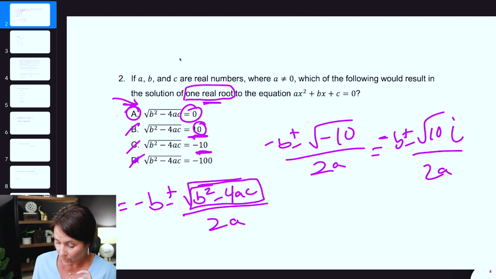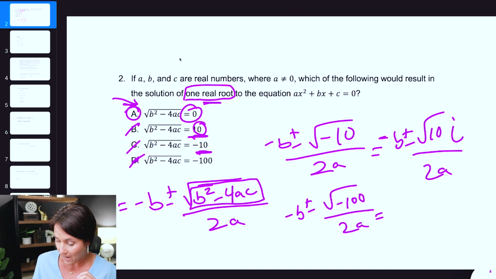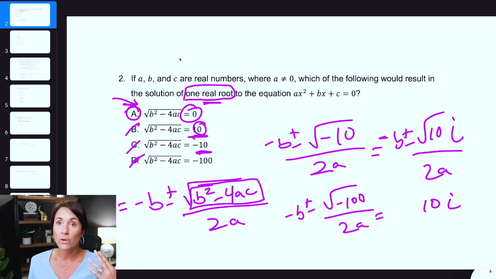And the same thing goes with the square root of negative 100, negative b plus or minus. We're going to take out that i, and we have 10i, because it would be the square root of 100i, and the square root of 100 is 10.